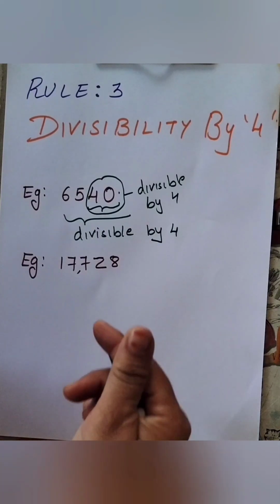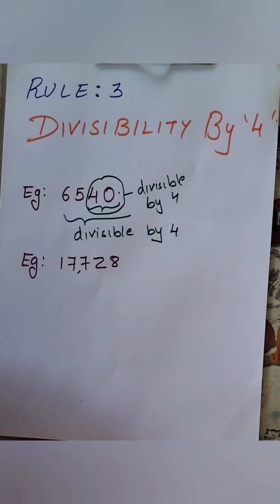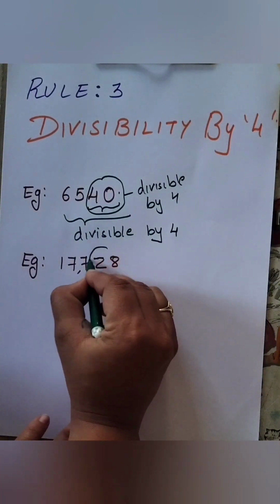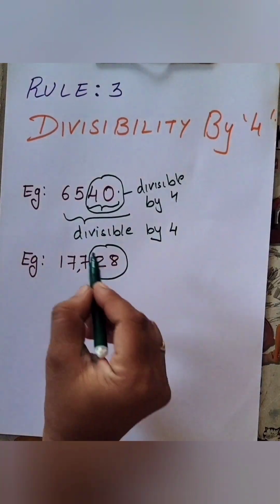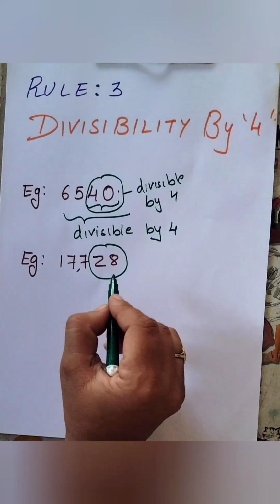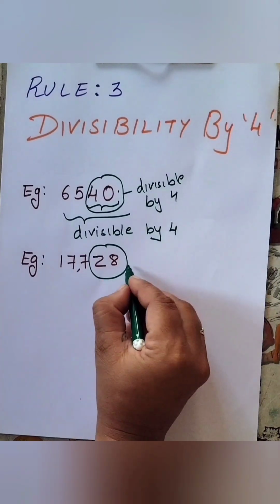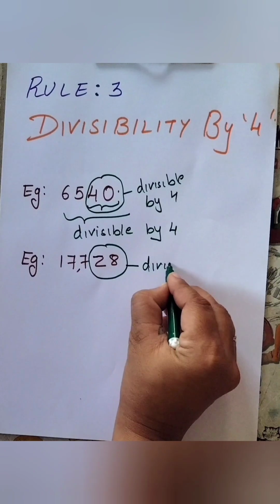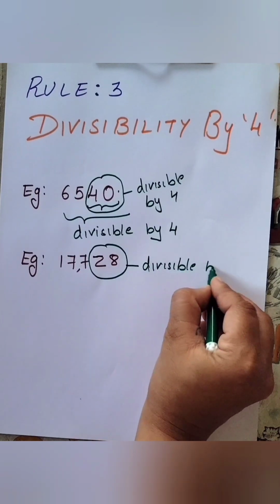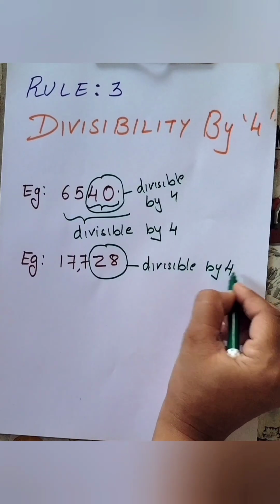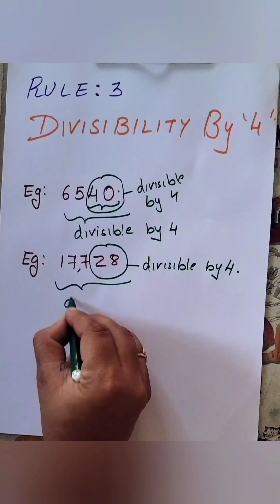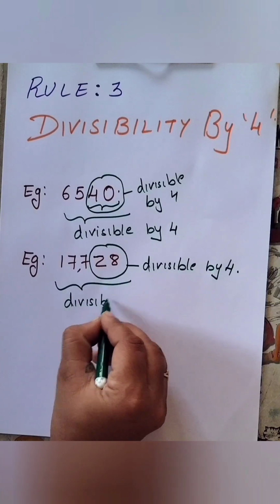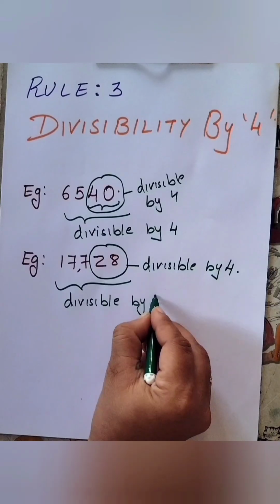Let's see another example, 17728. Here the last two digits are 28. So 28 is divisible by 4, which implies 17,728 is also divisible by 4.